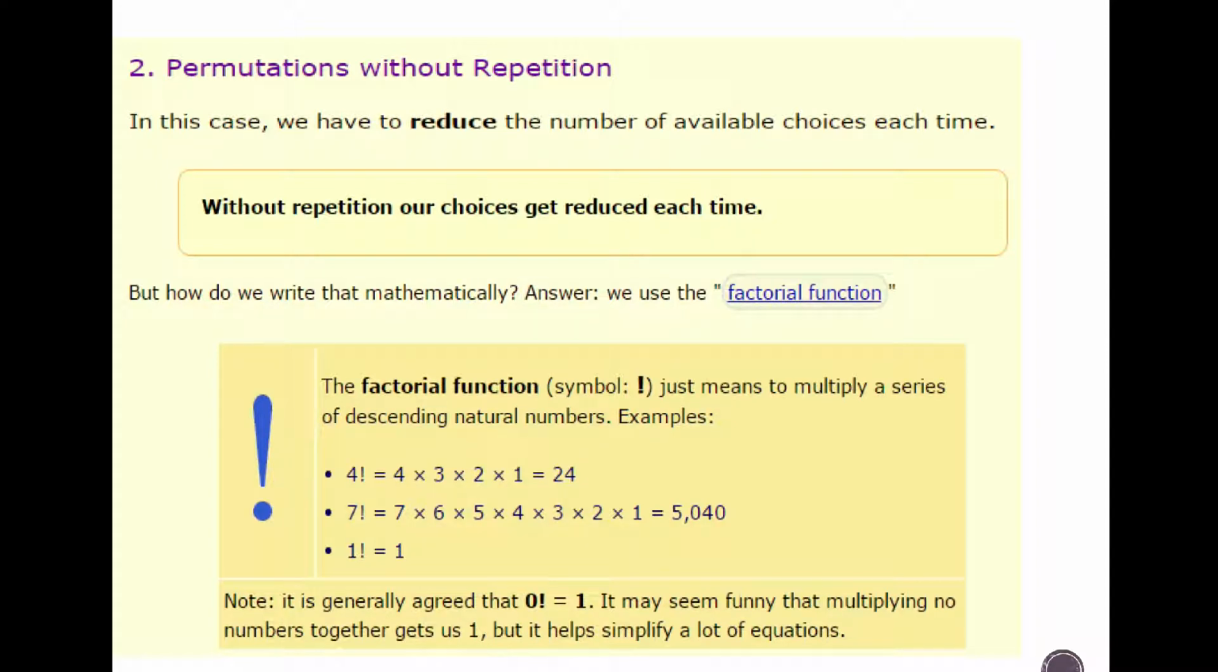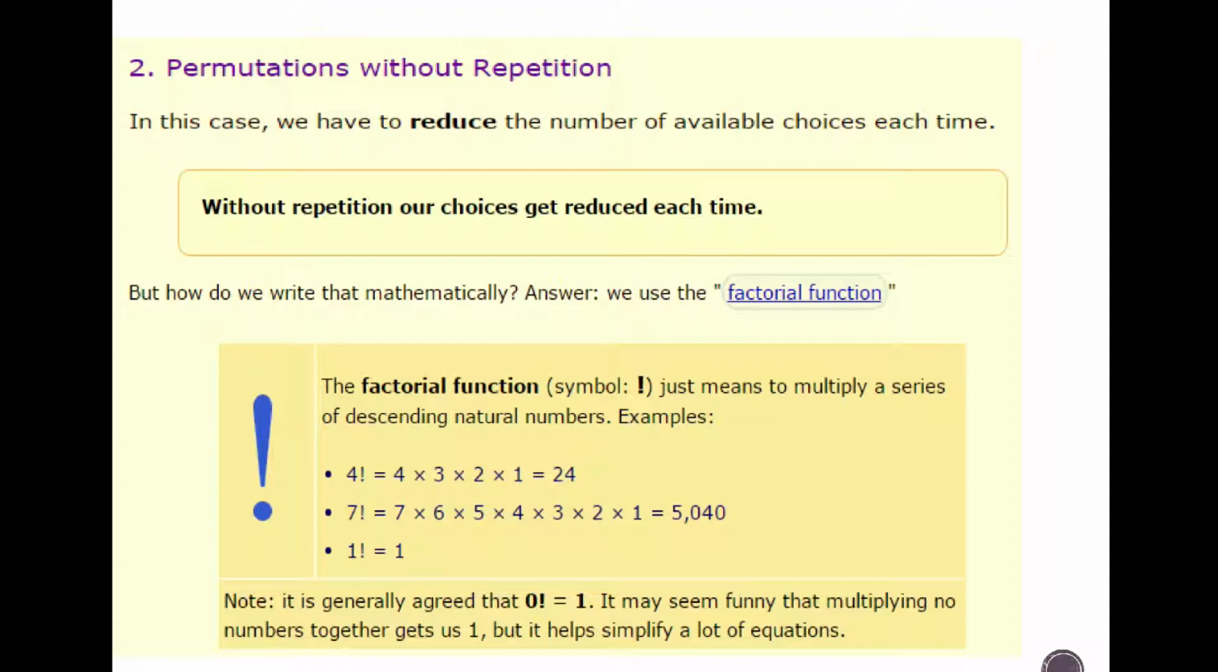Next up is permutation without repetition. In this case, we have to reduce the number of available choices each time. Without repetition, our choices get reduced each time. But how do we write this mathematically? The answer is we use the factorial function. The factorial function, whose symbol is an exclamation mark, just means to multiply a series of descending natural numbers. For example, 4 factorial means 4 times 3 times 2 times 1.